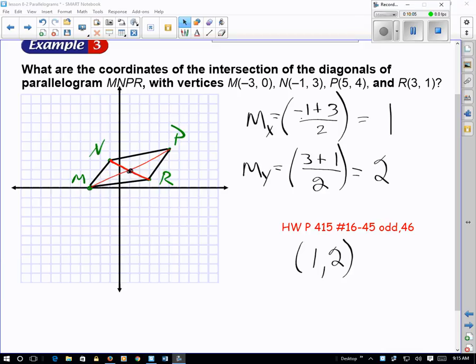And that agrees with what my diagram looks like. I could also go back and find the midpoint of MP and confirm that it is the correct point that way.